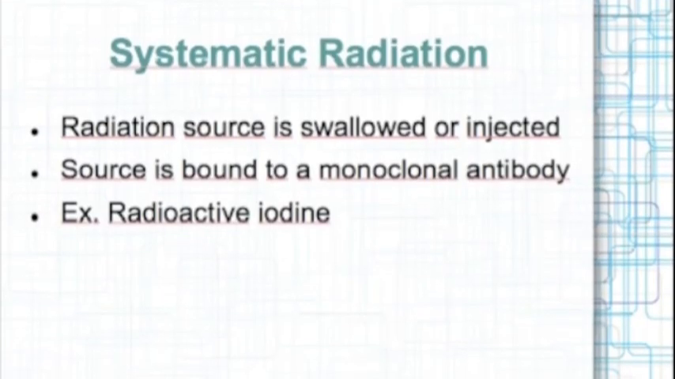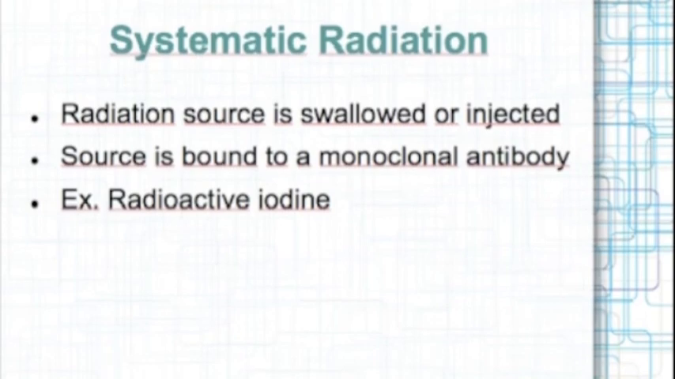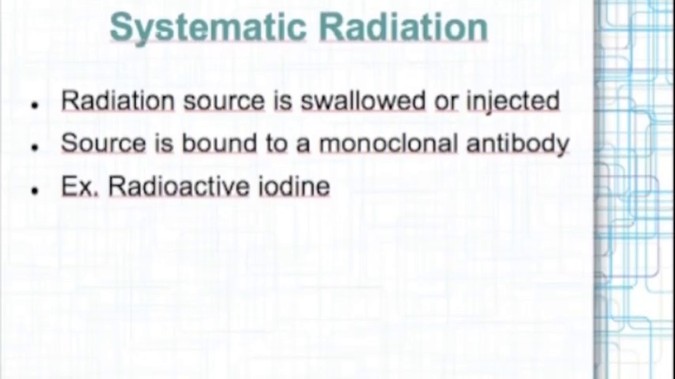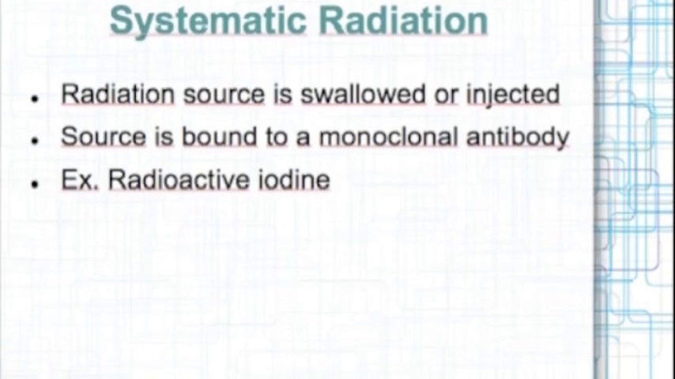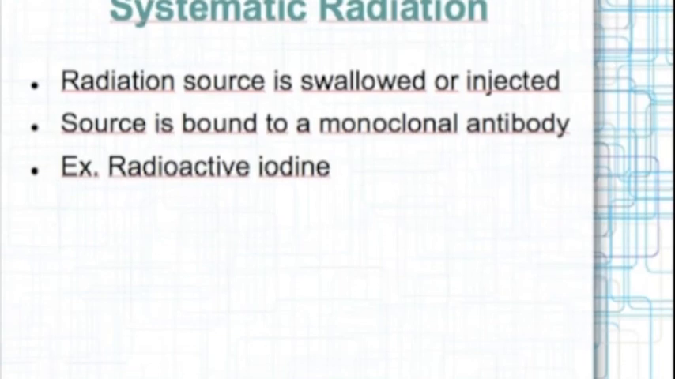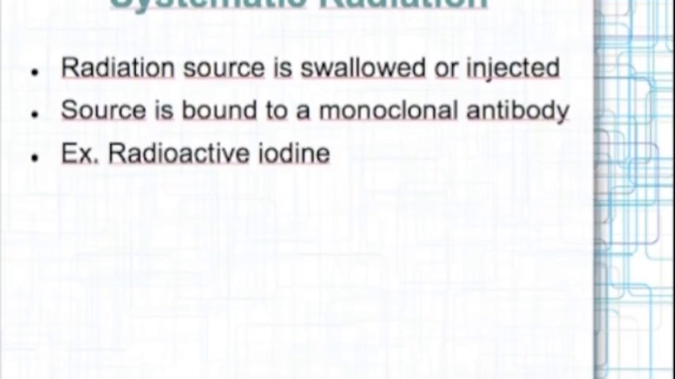Another type of radiation therapy is systemic radiation. This is when the source of radiation is swallowed or injected and it travels through the body's bloodstream. The radioactive substance is usually bound to a monoclonal antibody. This guides it to its target. And a common type used is radioactive iodine, used in thyroid cancer.